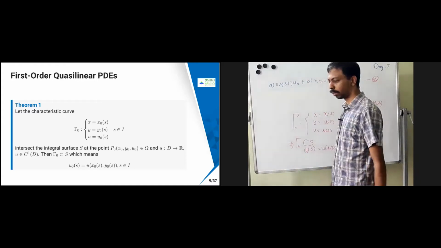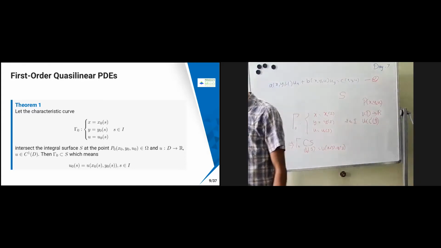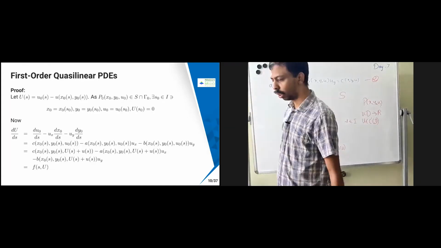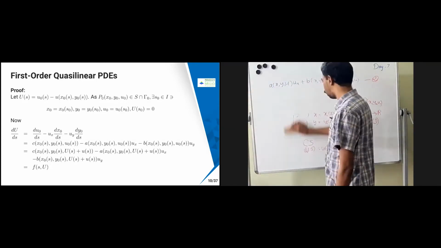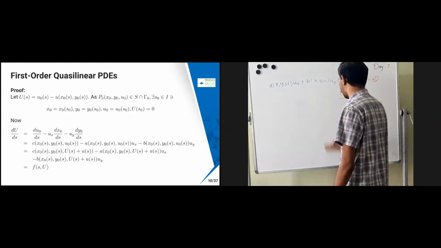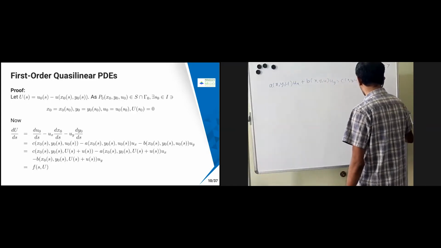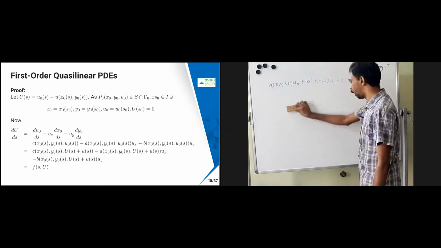Is the statement clear? Yes, sir. Okay, so let's prove that. It's a very simple proof. We are trying to prove that. What we are going to do is use the ODE only.